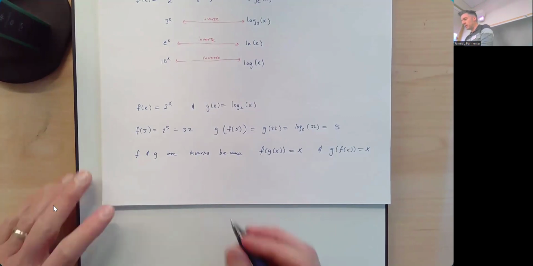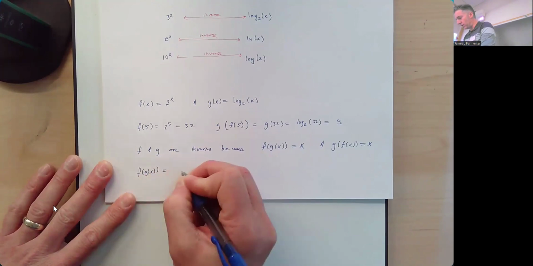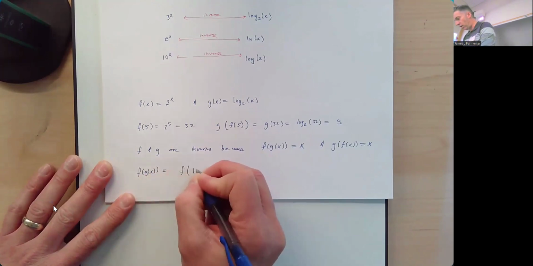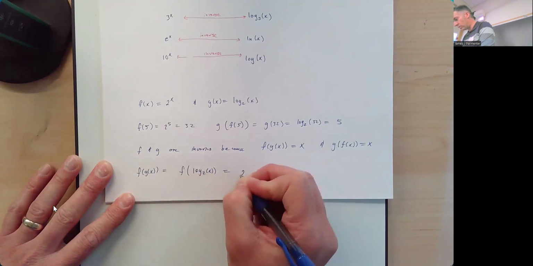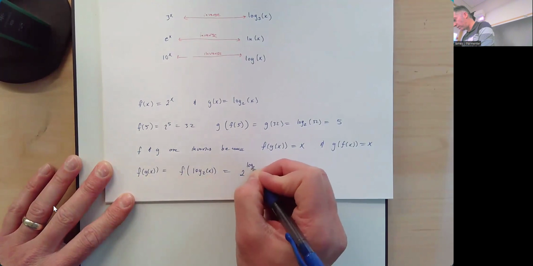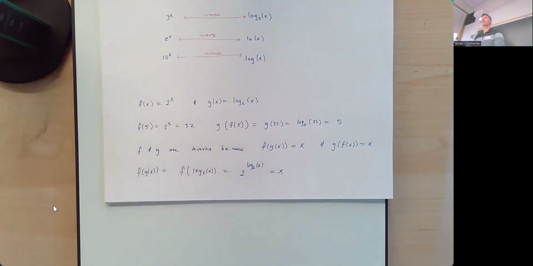So what that means is that f of g of x, which is f of log base 2 of x, which is 2 raised to the log base 2 of x, is always equal to x. And I really would prefer, although I can't make you do anything, that you don't say that they cancel. It's not so much that they cancel, it's that they undo each other.